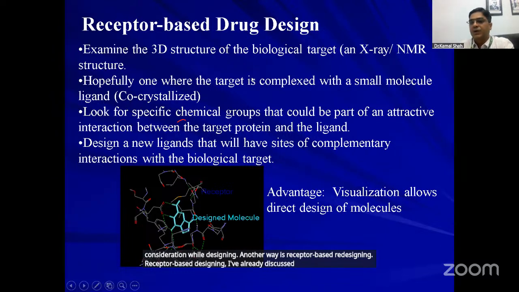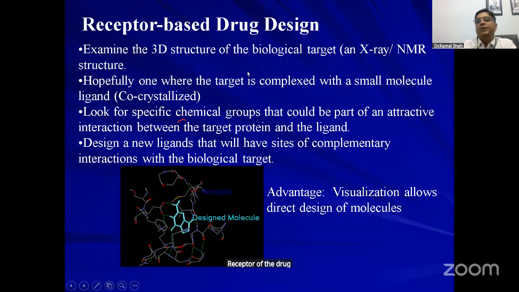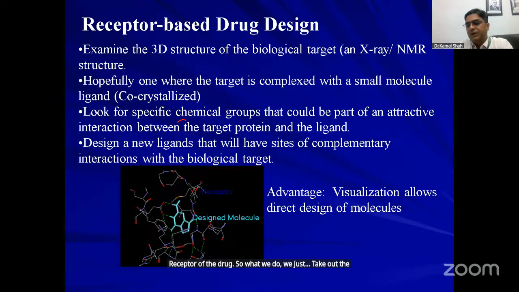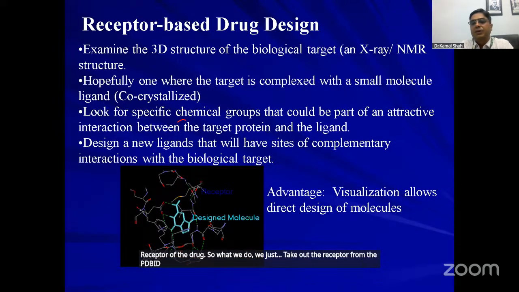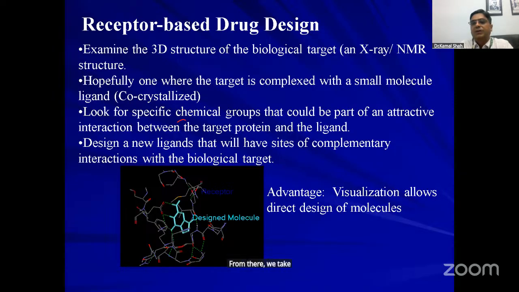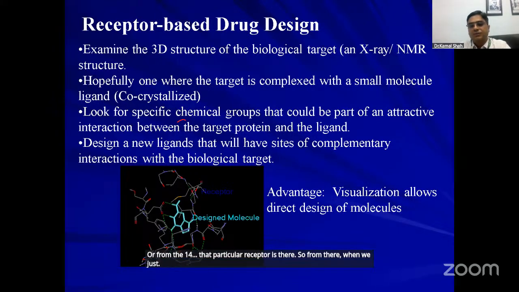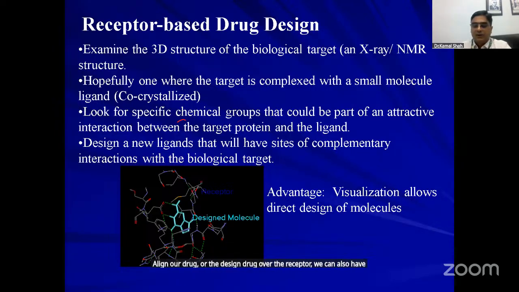In this, if we know the receptor of the drug, we just take out the receptor from the PDB ID that is already known to us. From there, we take out the crystalline structure of that particular receptor, downloaded from the PDB ID or from the protein. When we align our drug, or the designed drug, over the receptor, that will also help us to design the new molecule.